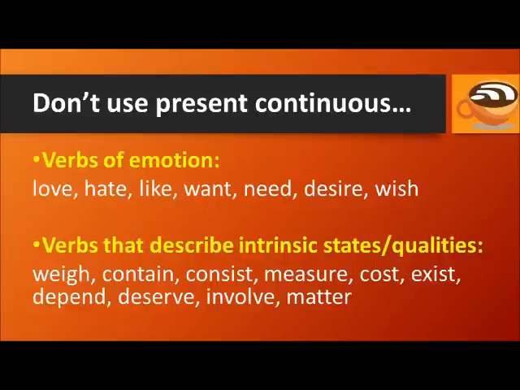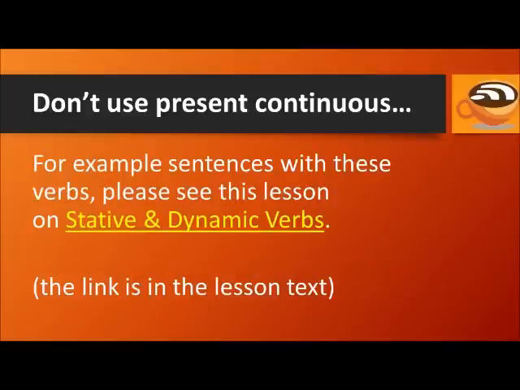Verbs of emotion, like love, hate, like, want, need, desire, and wish, and verbs that describe intrinsic states or qualities like weigh, contain, consist, measure, cost, exist, depend, deserve, involve, and matter. For example sentences with these verbs, please see the lesson on stative and dynamic verbs. The link is in the lesson text.